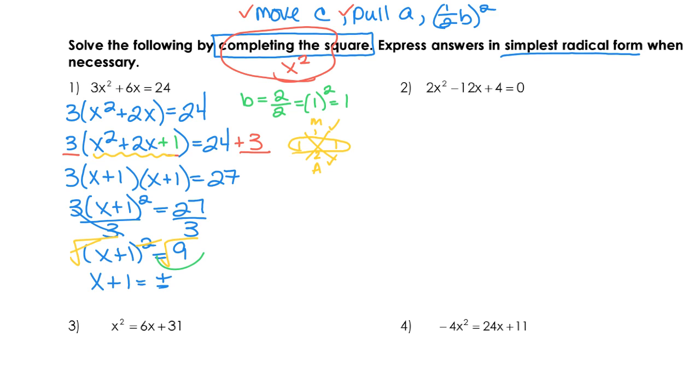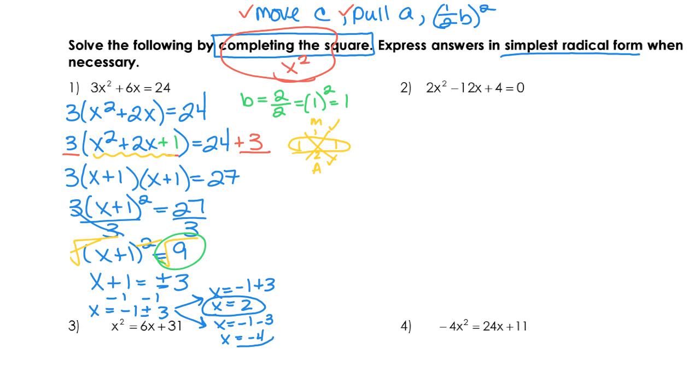The square root of 9 is actually perfect. It's equal to 3. Then we're going to subtract 1, and we end up with x equals negative 1 plus or minus 3. Because we don't have any square roots in here, we're actually going to separate our roots. So we have x equals negative 1 plus 3, which turns out to be a 2. And we also have x equals negative 1 minus 3, which turns out to be a negative 4.